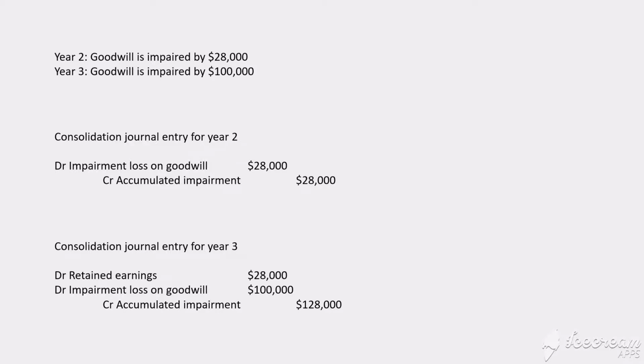$128,000. The debit retained earnings recognizes the impairment of goodwill in year 2, and the debit impairment loss on goodwill recognizes the impairment of goodwill in the current year. Remember that we debit retained earnings to record previous year impairment. We do not debit impairment loss on goodwill by $128,000 in year 3 because we will recognize a loss of $128,000 when the loss is just $100,000 in year 3. Therefore, the previous year impairment is debited through retained earnings so that the amount of loss recognized for the current year is just $100,000, which is the current year impairment.